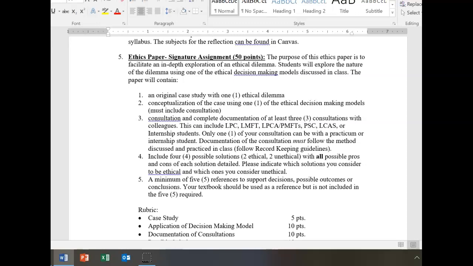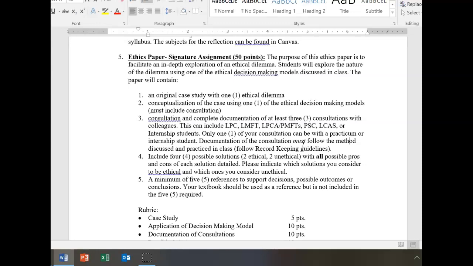Again, we'll go over this in more detail when we meet. You're going to consult with 3 professionals, 3 colleagues. This can include LPCs, LMFTs, LPCAs. The list goes on, and an internship student. Only one of your consultations can be with a practicum or internship student. And actually, I need to take that out. No practicum students, only internship students. And you're going to follow documentation of how to consult. Again, we'll go over all of this.